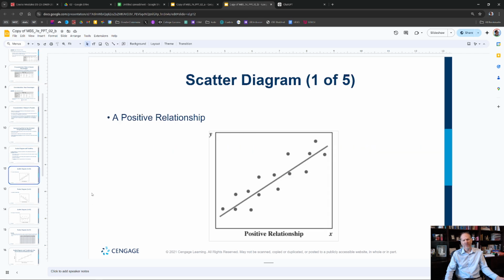And so here we have restaurant price increasing left to right, and restaurant quality increasing bottom to top. As the price goes up, the quality goes up. It's a positive relationship between price and quality.